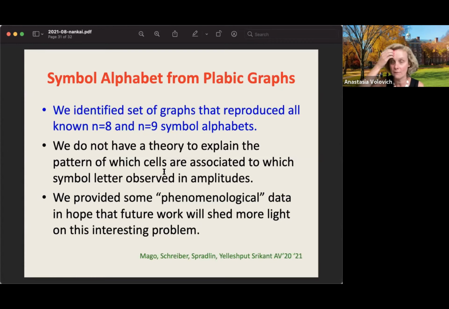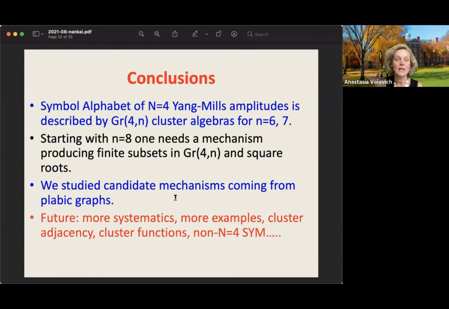I would like to have a better understanding of what's going on. And yeah, what we're doing is really phenomenology. So we provided some phenomenological data in hope that future work will shed more light on this interesting problem. Okay, so hopefully that gives you the flavor of the mathematical descriptions of scattering amplitudes. And let me just conclude by summarizing what I told you about.